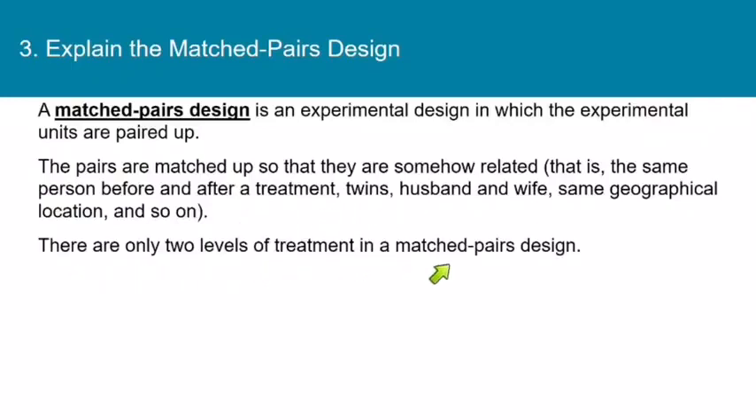There are only 2 levels of treatment in a matched pairs design because you've got 2 individuals. One is going to be your control and the other one is going to receive your treatment.